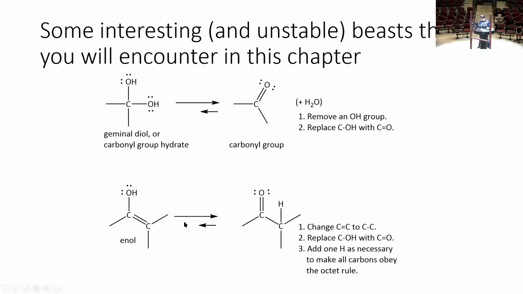So this also, you're not responsible for the mechanism yet. But it means that if you get to a structure like this, then you can just put down this structure next. You get that thrown in for free. And I've given you, once again, a step-by-step method to get from the enol to the corresponding keto form, as it's called. First, change the carbon-carbon double bond to a single bond. Then, like you did before, replace C single bond OH with C double bond O. And then what you'll find is that there's a carbon that lacks an octet.